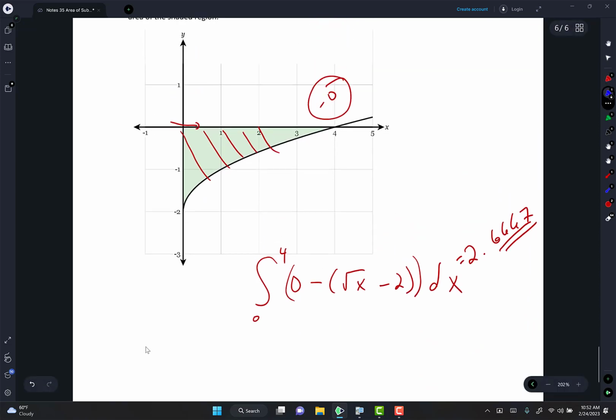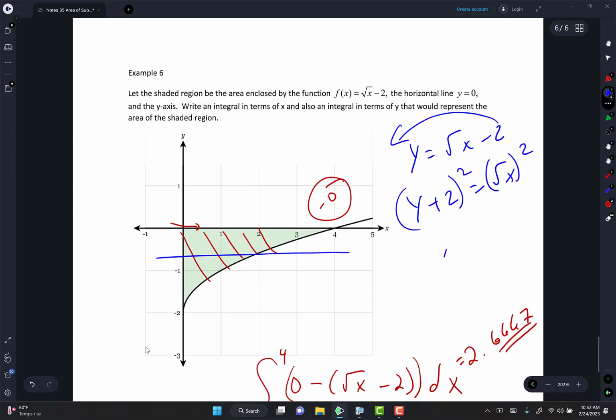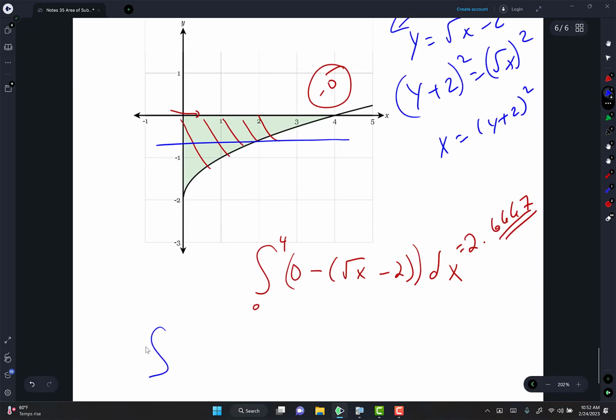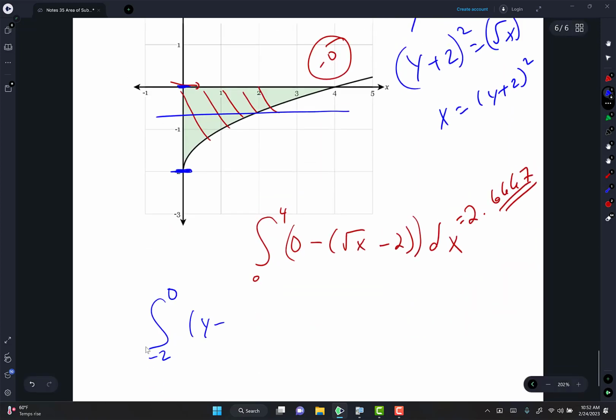We're done. But look, in terms of y, we would have done that curve minus this curve right there. So we would have gone y equals square root of x minus 2. Move that. Y plus 2 equals square root of x, squared. X equals y plus 2 squared. See? So then we would have gone integral, and then what's this lower limit down here? -2, and the upper limit 0, and then you would have gone y plus 2 squared dy.